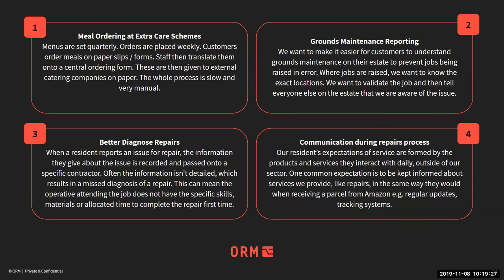So prior to the day, we had worked with housing associations to set the challenges, and these are the 4 challenges that we set. The first one was about meal ordering at care schemes, and this was currently a manual paper process, and we wanted to engage tenants more in this process, and automate it to an extent so that we could save some time and money.